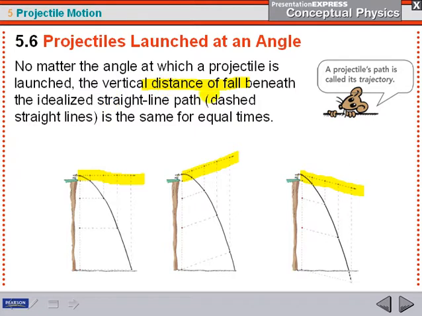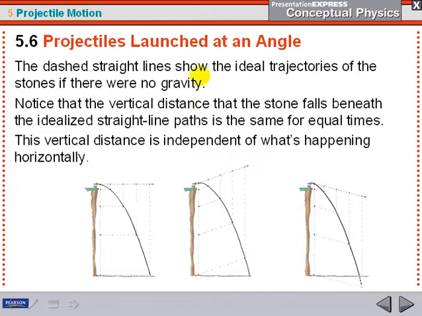The point is that the fall between here and here is the same as the fall between here and here, as is the fall between here and here. So it's going to drop the same distance beneath the idealized straight line path, and that's the dashed lines that I've highlighted in yellow. It's going to be the same for all the throws, no matter what angle you throw it at. Now, these dashed lines show the ideal trajectories. That means if there was no gravity, the ball would just keep going in a straight line like that.